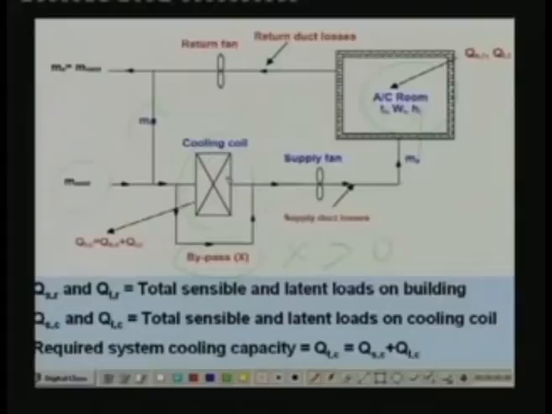not a cooling load of the coil. I will show the difference between the cooling load on the coil and the cooling load on the building in a later slide. But you have to keep in mind that if you have a non-zero bypass factor, you must consider that while estimating the load on the building.